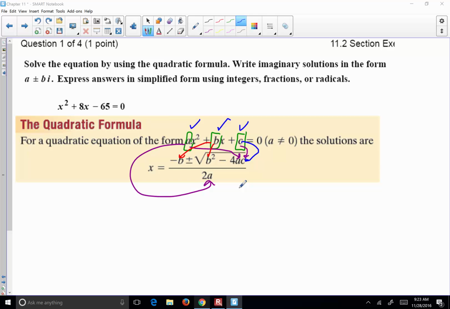How many of you guys have seen this formula before? Raise hands. Okay. Almost everybody is familiar with this. Let's apply it then.